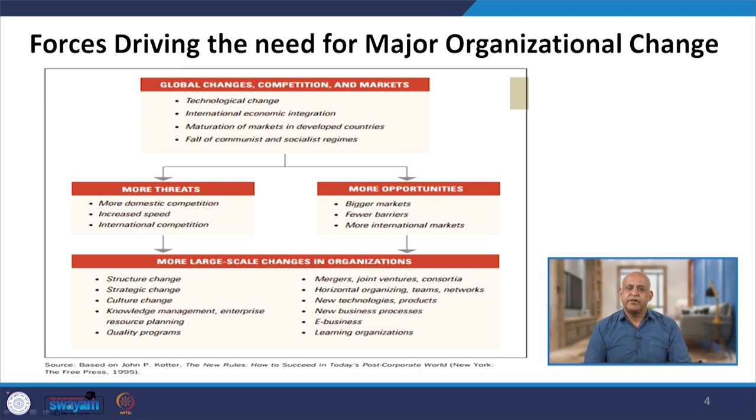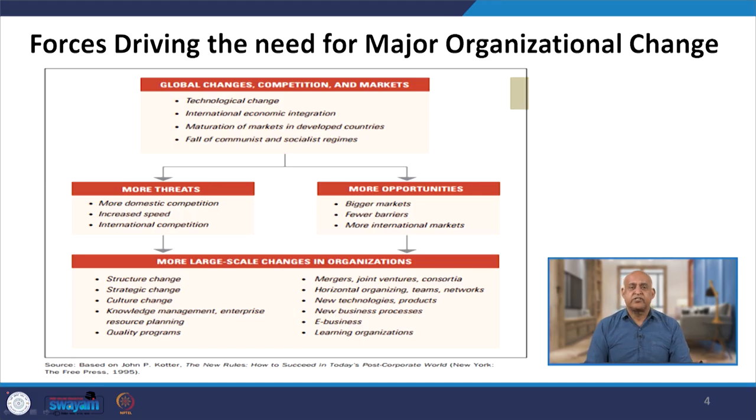However, there are opportunities also, because whenever there are threats, there are opportunities. Whenever there are strengths, there are weaknesses. So there are bigger markets. India itself is claiming to be a bigger market, and there are fewer barriers. Within the domestic market there are few barriers, and when we talk about LPG, liberalization, privatization, globalization, it becomes very open. More international markets are there, whether in Europe or Asia, you have enough opportunities to develop your market. So in spite of these threats, the organization can think of the opportunities and make changes to grab them.